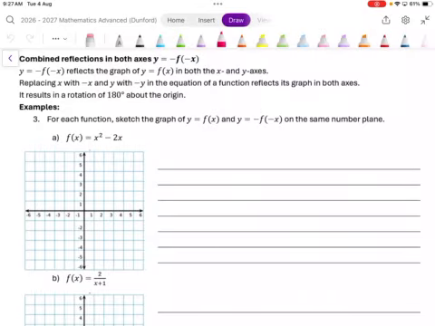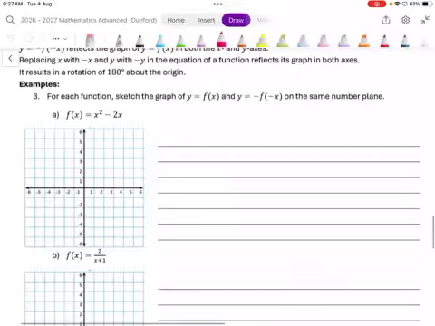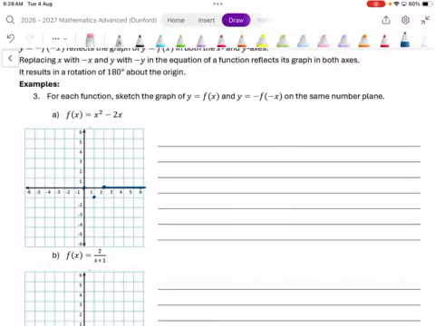So for each function, we're going to sketch the original graph and we're also going to sketch y equals negative f of negative x. This first one here, we've already sketched: f of x equals x squared minus 2x. That is our parabola from our very first example. It went through 0, 0, 1, minus 1, 2, 0, 3, 3, and the other key point we had was minus 1, 3. So we can plot and graph our parabola like so.